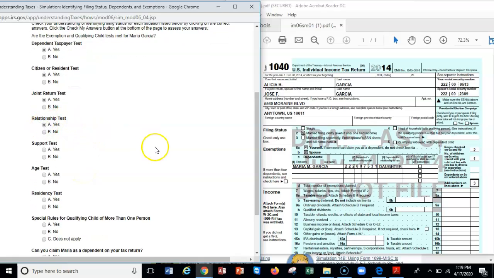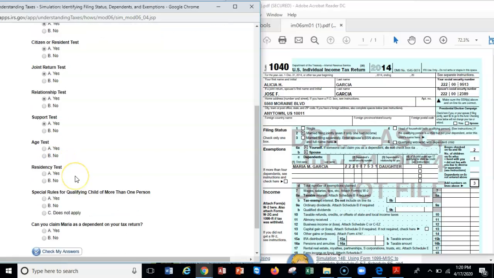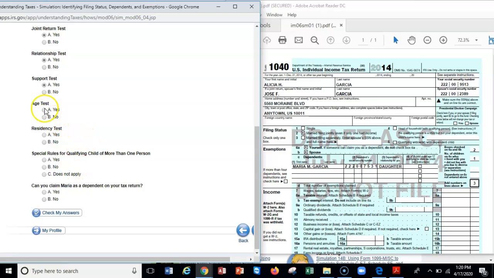You cannot file with your brother, unless you are the dependent of your brother, or your brother is a dependent of you, but you have to have a marital partnership kind of relationship. Support test. Yes, they support Maria. Alicia and Jose both support Maria, so we're going to say yes. The age test. Maria is under 18, so yes. The residency test. Yes, she lives there.